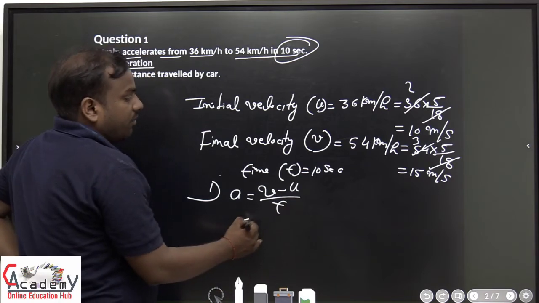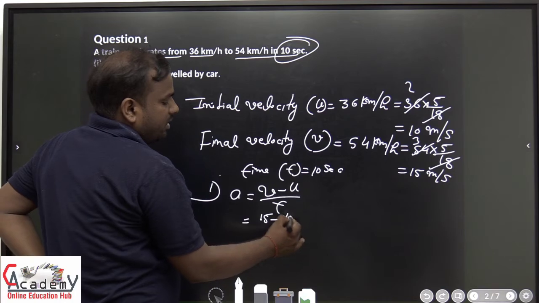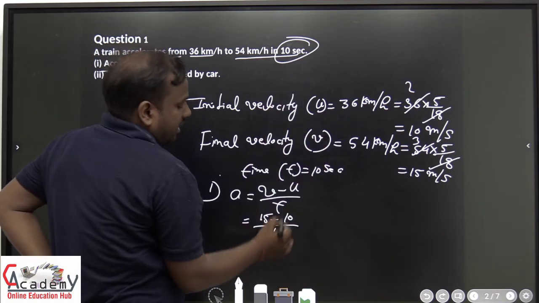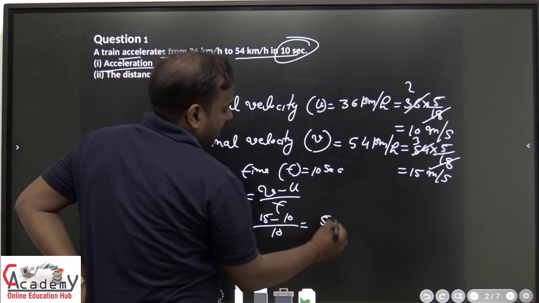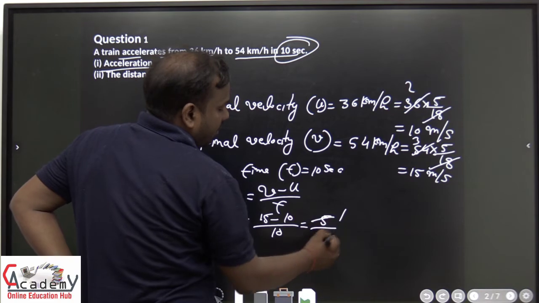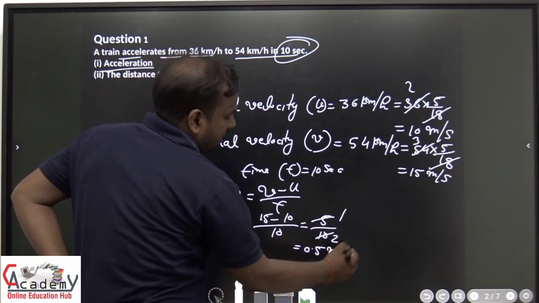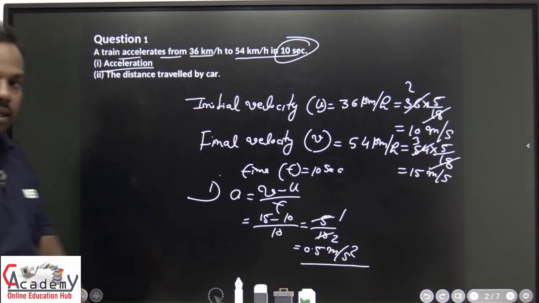Okay, then final velocity is 15 meter per second, initial velocity is 10 meter per second, divided by time, 10 second. Then we got here 15 minus 10, 5 divided by 10, that is 0.5 meter per second square. That is the acceleration. Okay, is that clear?